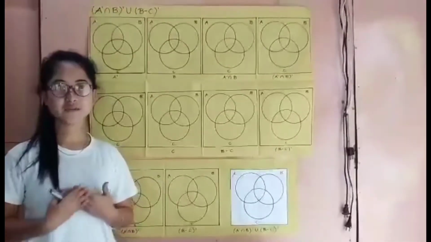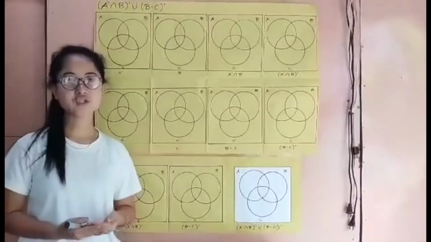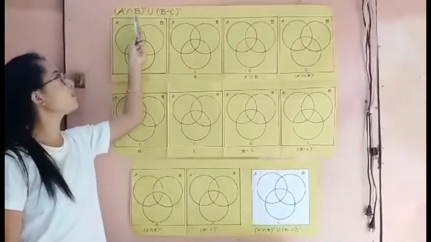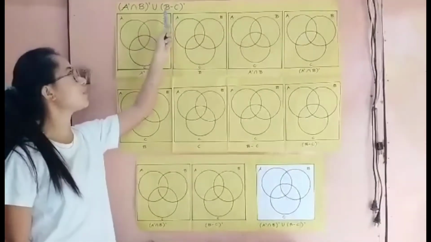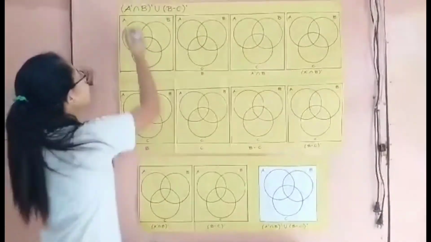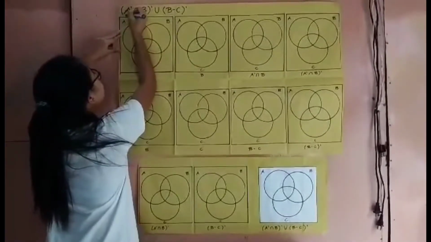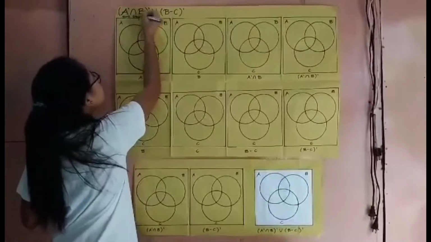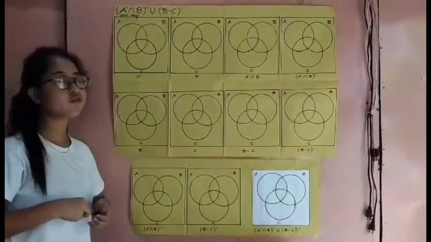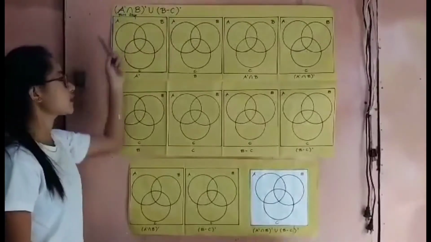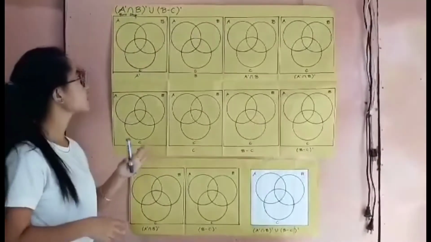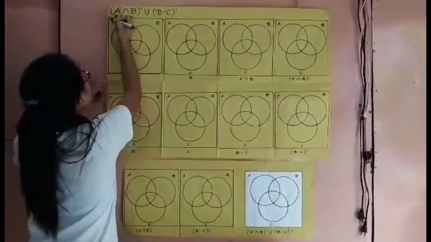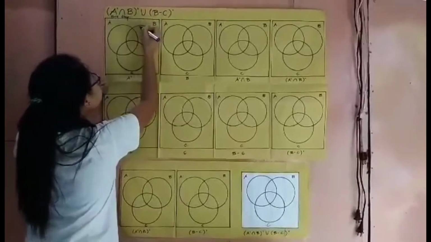Hello everyone, I am Gracelyn Bahinting and I am assigned to discuss the complement of A complement intersect B unions the complement of B minus C. For the first step, let us find first the A complement. When we say A complement, it is everything outside A. So we will shade everything outside A.